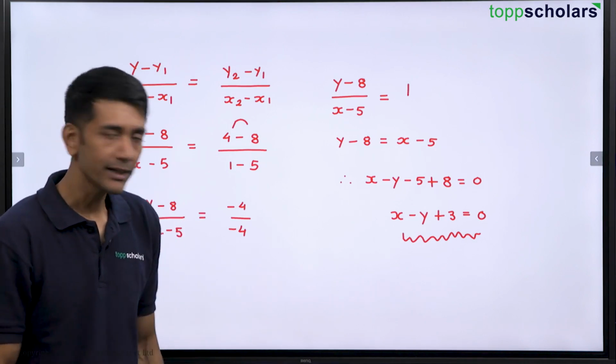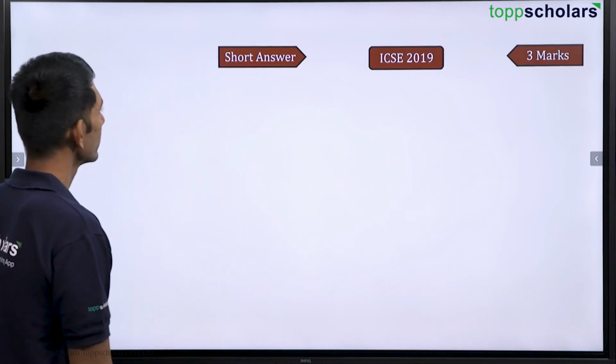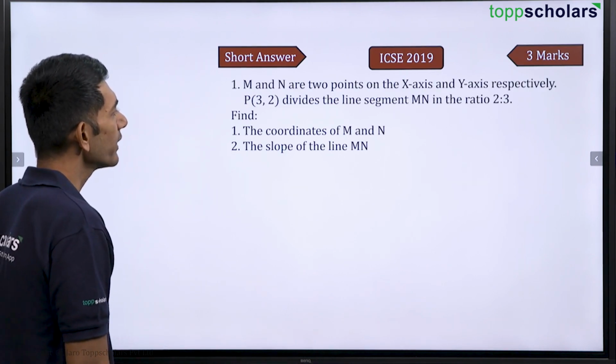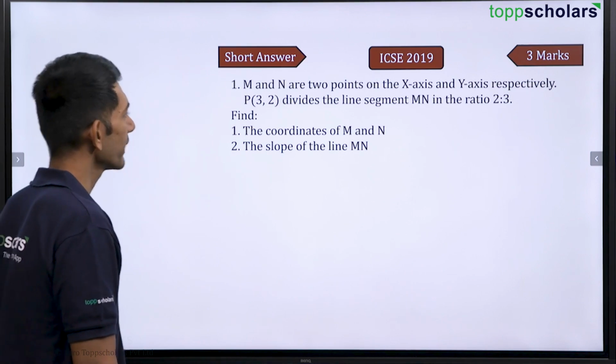Clear? Let's continue further. Let's have a look at a new question now. The question says, M and N are 2 points on x-axis and y-axis respectively.